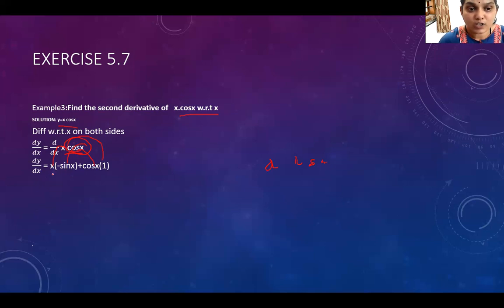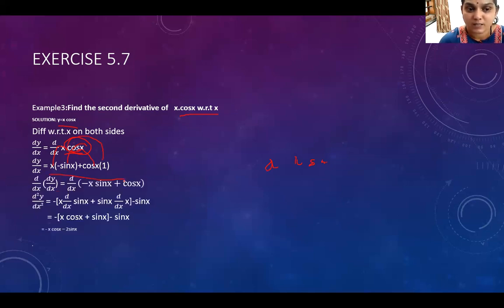So thus the first order derivative is minus x sin x plus cos x. I want the second order derivative, which means I have to again operate d by dx on both sides. Or you can also say, differentiate with respect to x on both sides. D by dx of dy by dx is d by dx of, what is the function? Minus x sin x plus cos x is there.